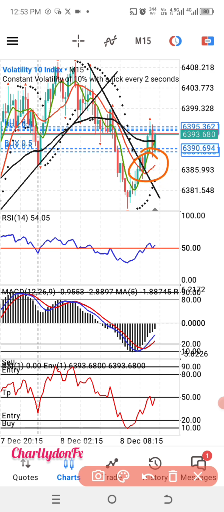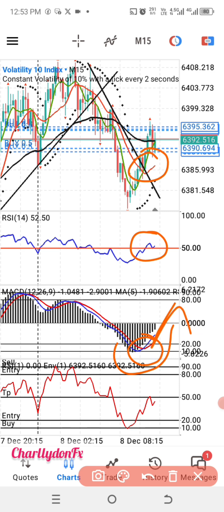And now take a look at my RSI. Can you see that? It is above the 50 level. Now take a look at my MACD. My MACD is coming from the demand level, from the 10 and 20 level, and it is making its way upward. And also my envelope is coming from the demand level too, making its way upward.